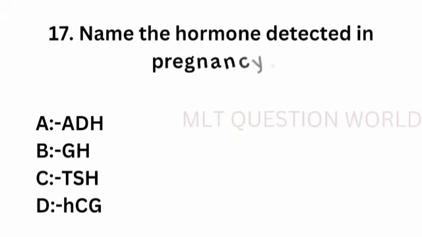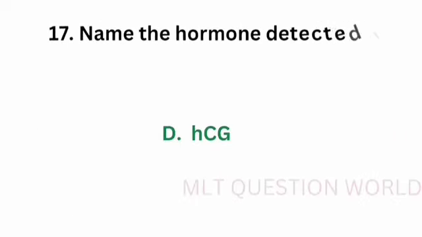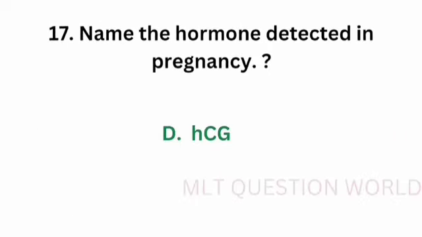Question number 17. Name the hormone detected in pregnancy. Option A ADH, antidiuretic hormone. Option B GH, growth hormone. Option C TSH, thyroid stimulating hormone. Option D HCG, human chorionic gonadotropin. The correct answer is option D, human chorionic gonadotropin, that is HCG. The hormone which is detected in pregnancy is HCG.